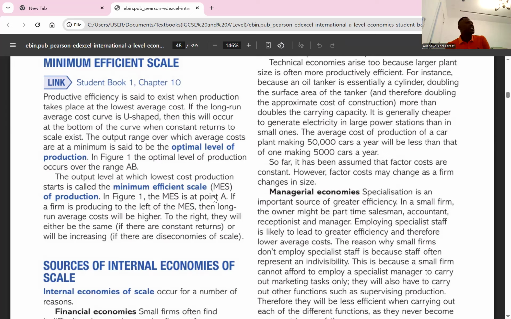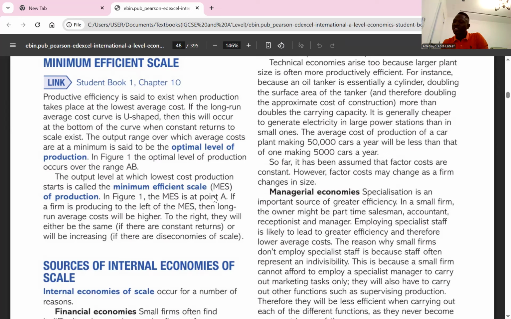So then we have productive efficiency. And when we talk about productive efficiency, we're talking about production that brings about the lowest cost of production. That is productive efficiency. Any question about that? No. Good. So we'll go to sources here.